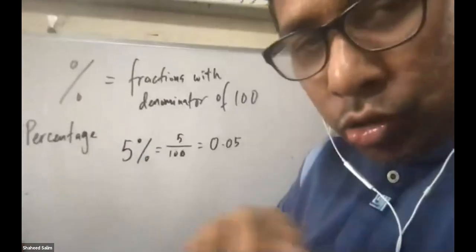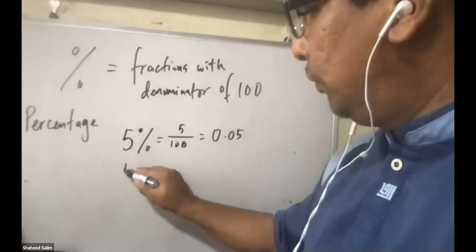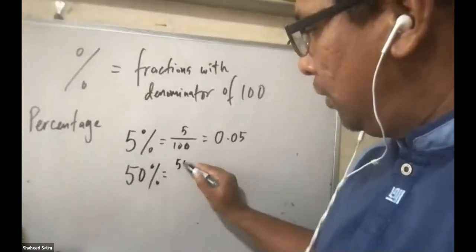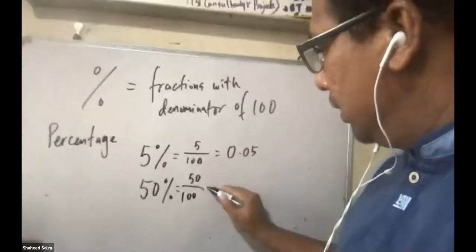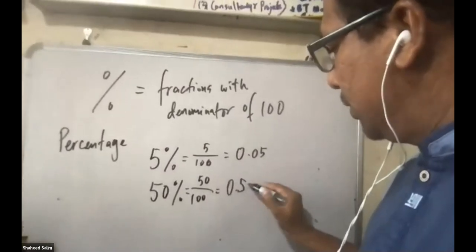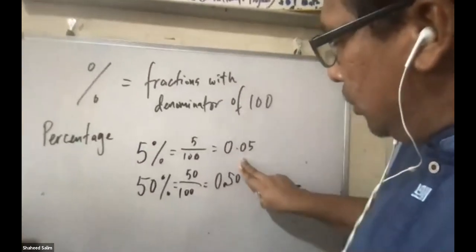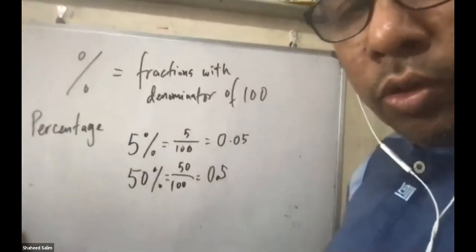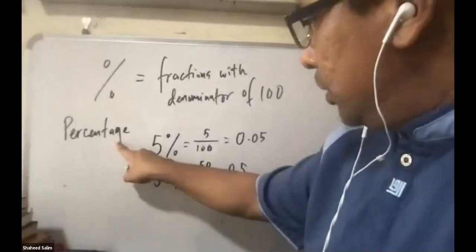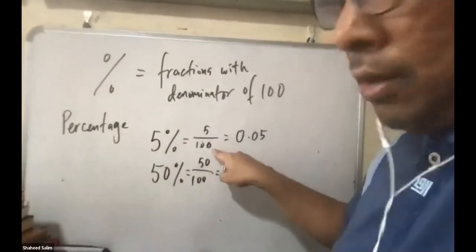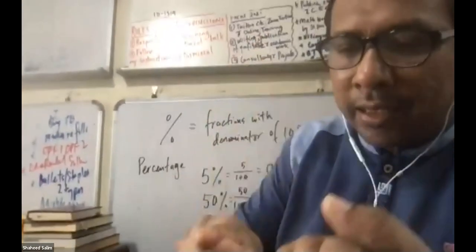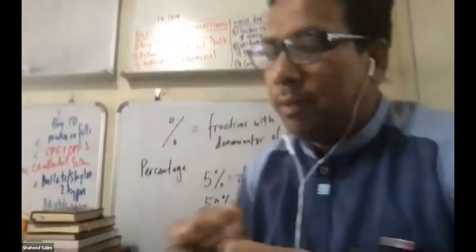Again, now I'm going to show you another one. Let's say now it's 50%. So this is 50 over 100. This is 0.50, but actually you can just remove the zero and write it like that. So please get it: percentage is a fraction with a denominator of 100. That's the starting point. You must be able to see this. They are siblings. Percentage, fractions, decimals, they are siblings.